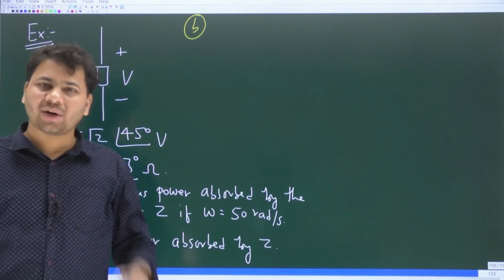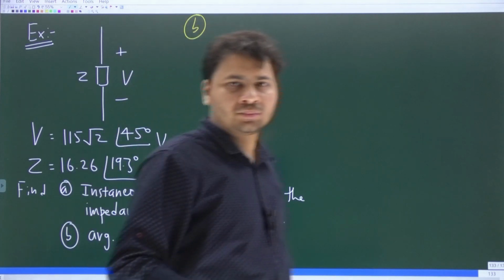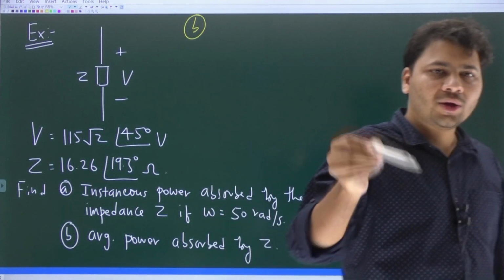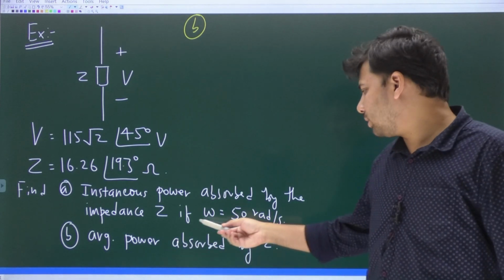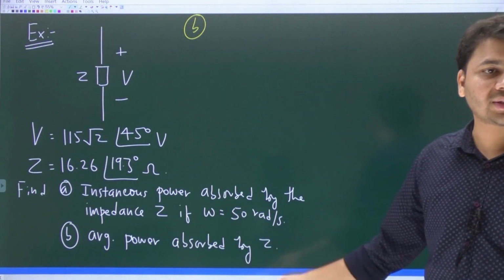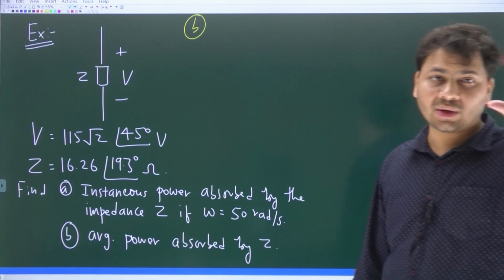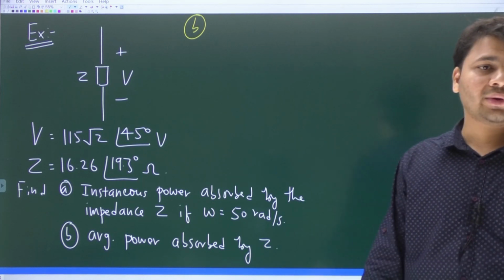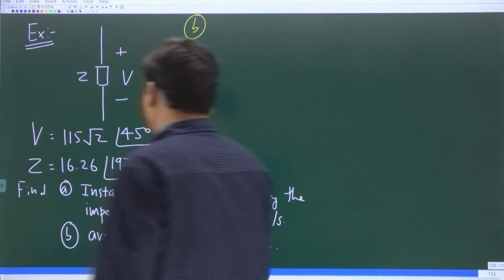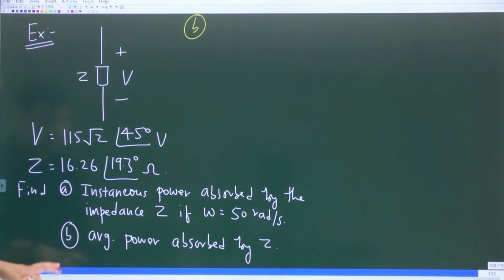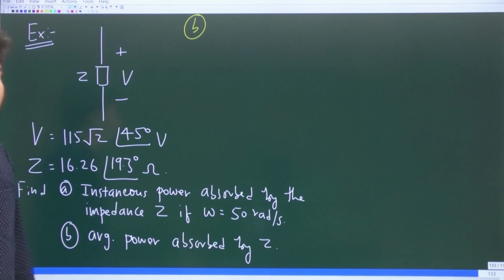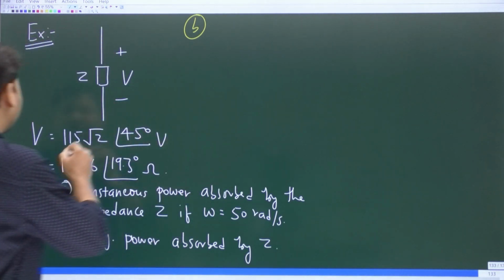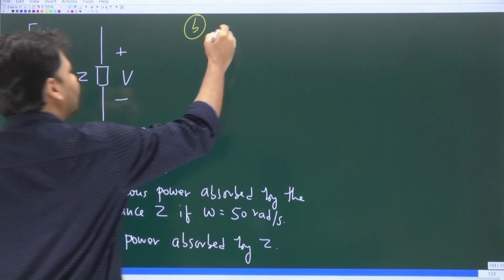Instantaneous power means power absorbed by this impedance as a function of time. What is also given? The frequency of the voltage is given as 50 radians per second. That means omega is 50 radians per second. First we will try to answer the B part, which is to find the average power absorbed by the impedance.